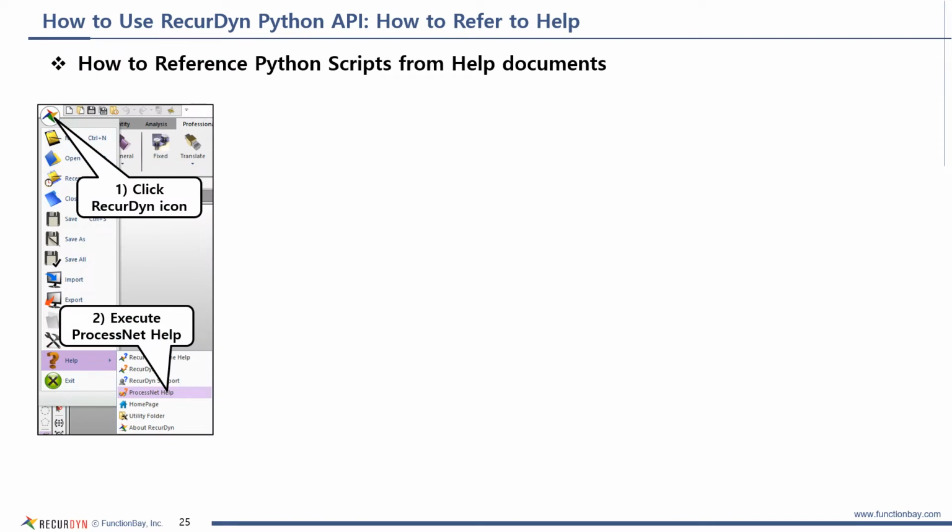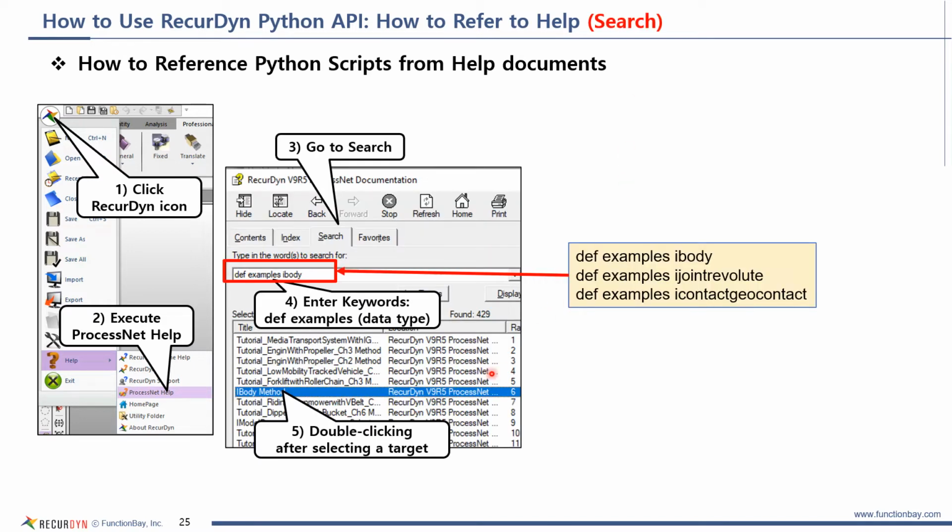When using the RecurDyn Python API, it is important to refer to the help documents of RecurDyn ProcessNet to gain information on functions and syntax. Here's how to view the documentation. Click the RecurDyn icon here, and then click ProcessNet Help under the Help menu. Then the Help window will appear.